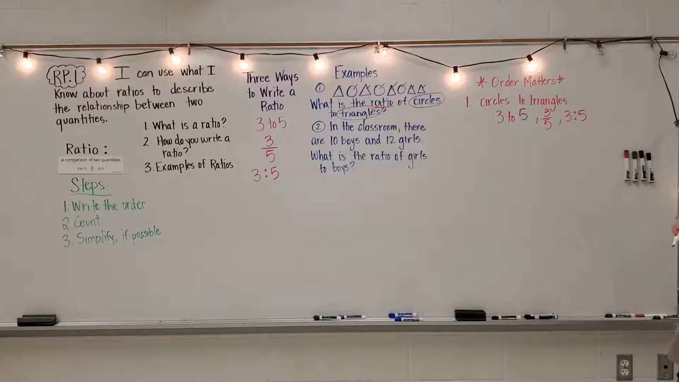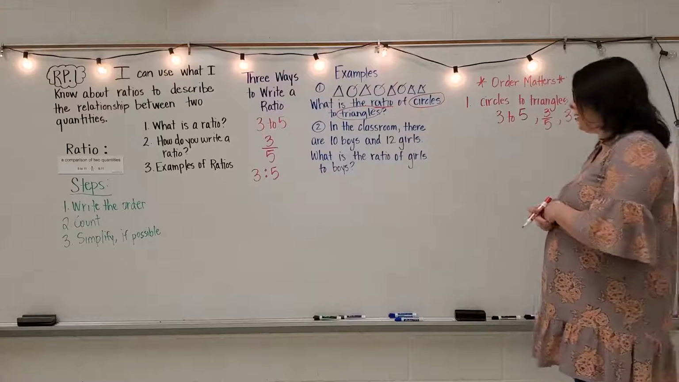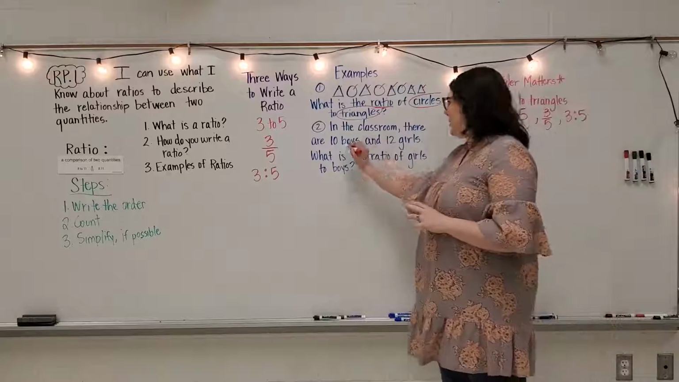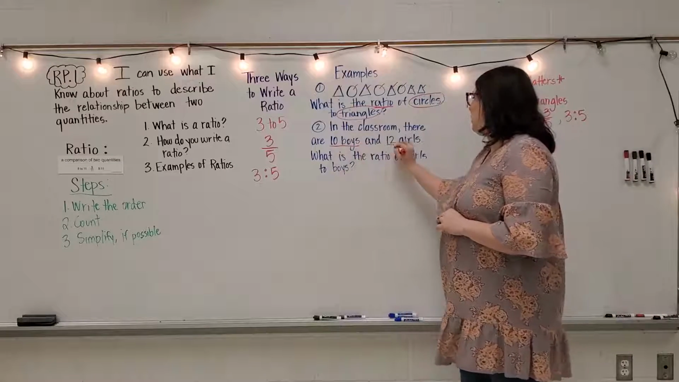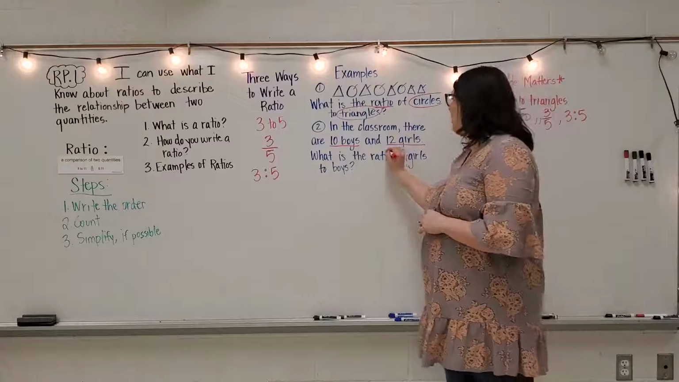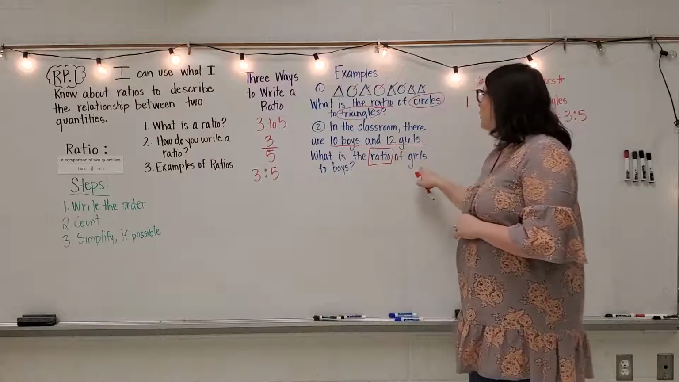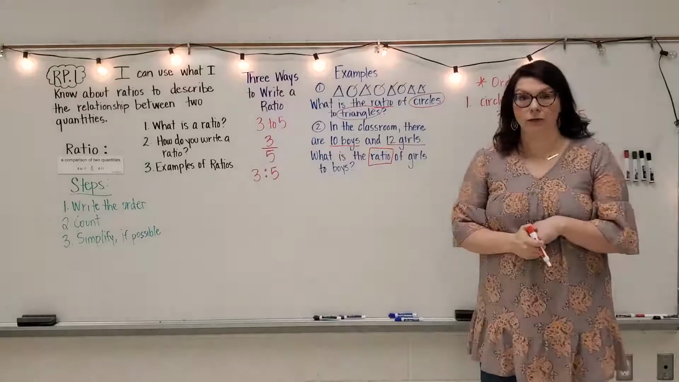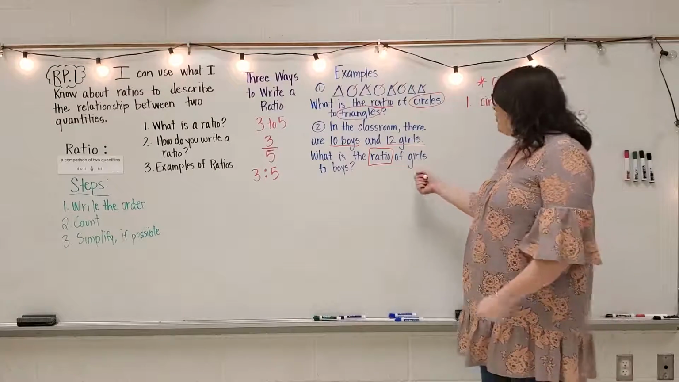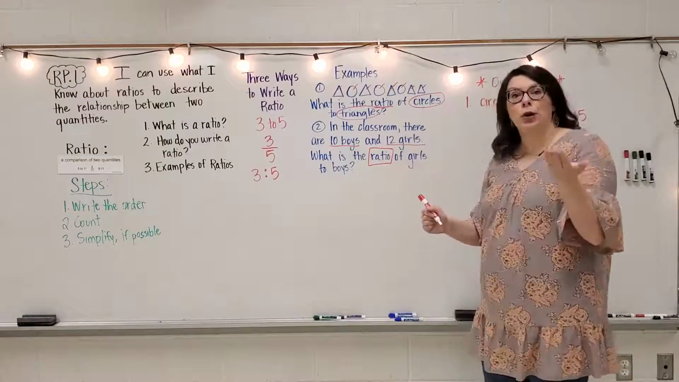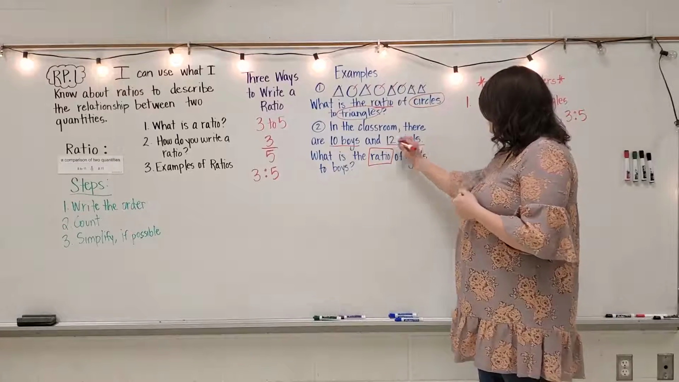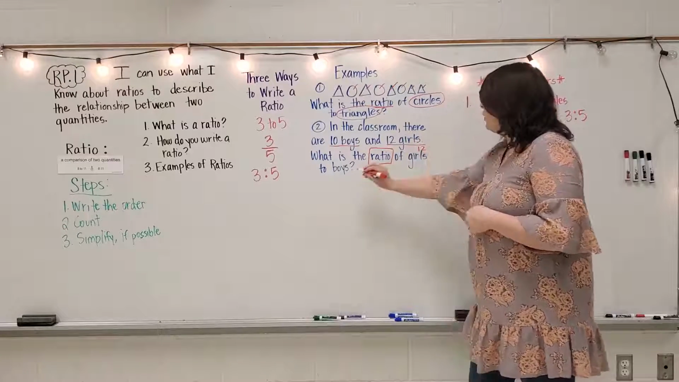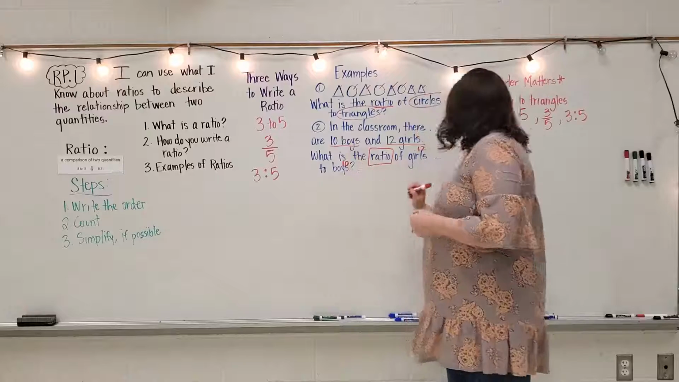Now, in our second example, it says in the classroom there are 10 boys and 12 girls. What is the ratio of girls to boys? Now, in this one, our order is already written out for us. So what I'm going to do is put my number on top. For girls, there are 12. For boys, there are 10.